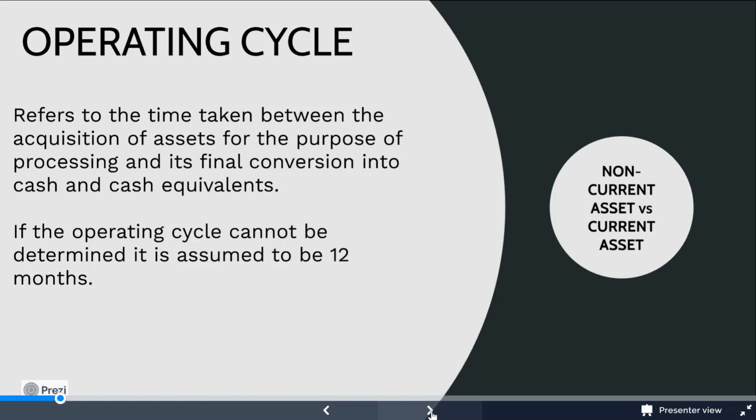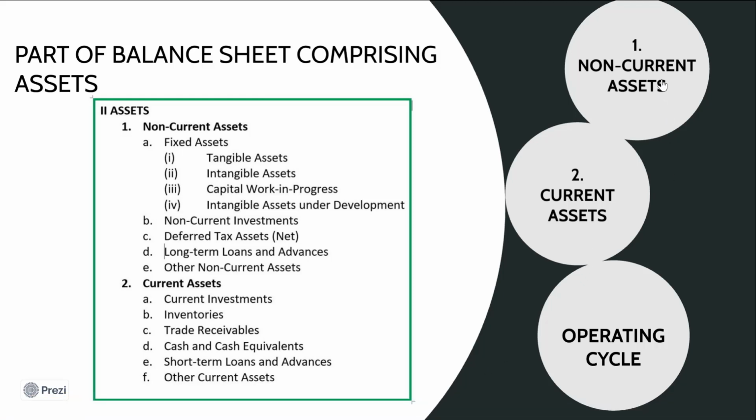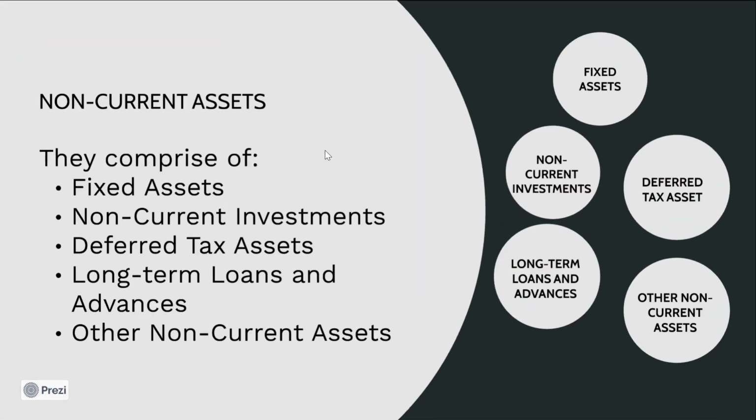So we've seen the relationship between non-current assets and current assets to the operating cycle. Now we'll go into each of this in detail. Let's begin with one, non-current assets. Non-current assets comprise of fixed assets, non-current investments, deferred tax assets, long-term loans and advances, and other non-current assets. So we'll discuss each of this in detail. We'll begin with fixed asset.